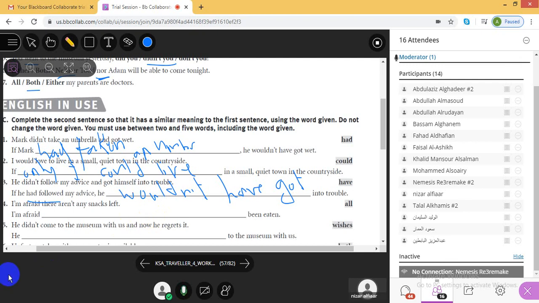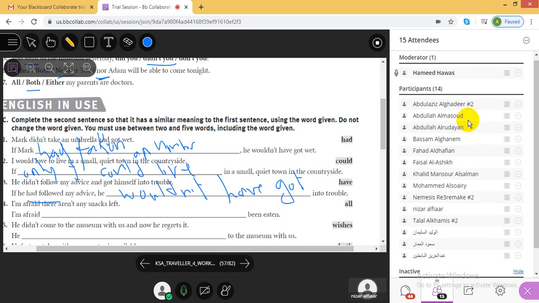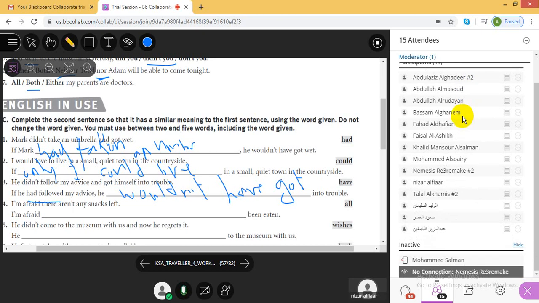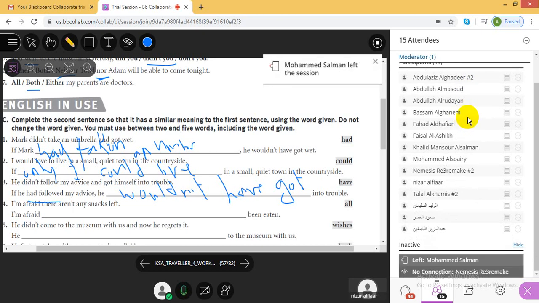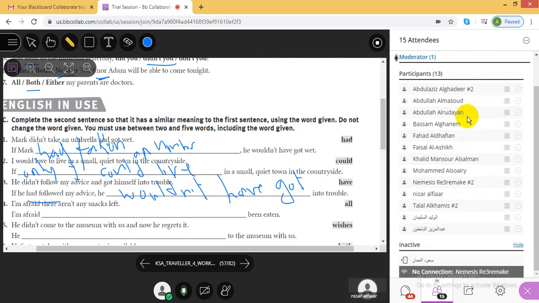Number 4: I'm afraid there aren't any snacks left. Who can answer that one? It will be brilliant, really. Guys, who can answer that one?